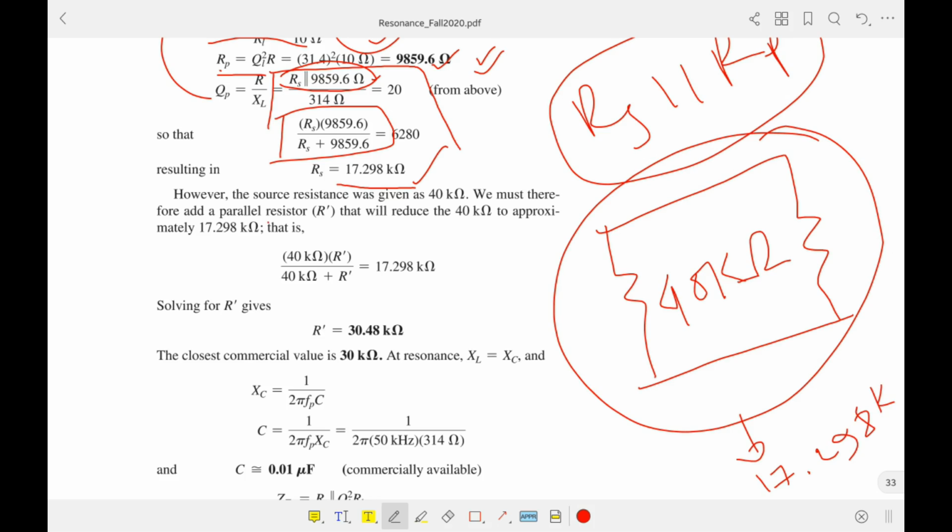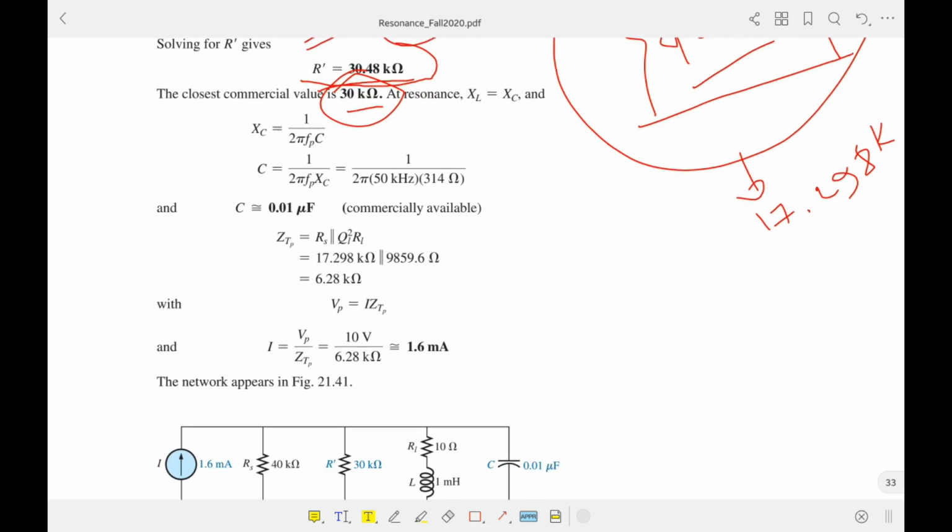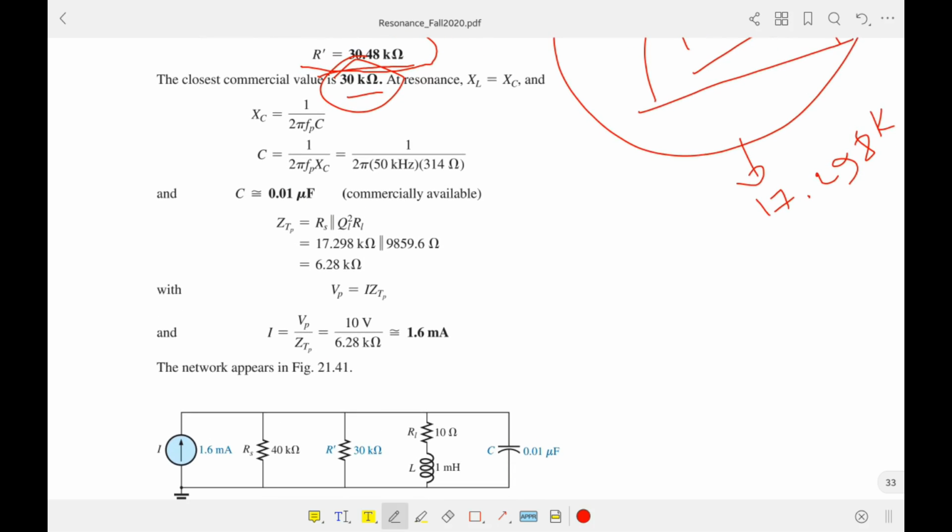So let's say that parallel resistance is R prime. So obviously an equation arises, that means 40 and R prime are in parallel to have a resistance of 17.298. By calculating, you found that R prime should be 30.48 and the closest commercial value could be 30 kilo ohm. So you define that we need a parallel resistance of 30 kilo ohm. Then at resonance, you know that XL equals XC, through which you can calculate the value of C. So this is the commercially available value.